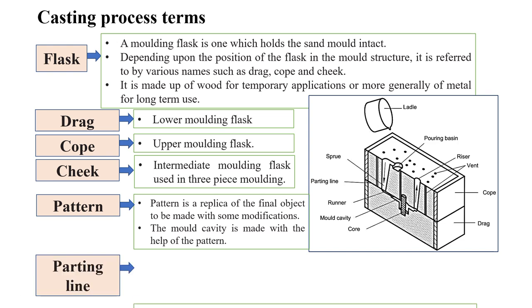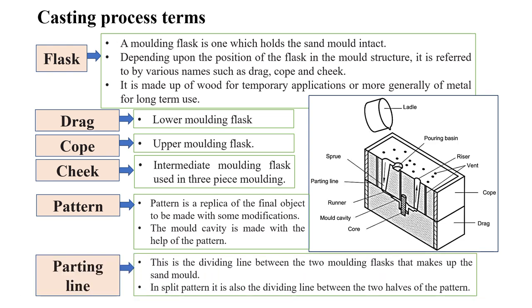Parting line. This is the dividing line between the two molding flasks that make up the sand mold. So this is the cope part, and this is the drag part, and this line is called the parting line. That line separates the cope and drag parts. In a split pattern, it also divides the two half patterns. So this line also divides the two halves of the pattern.